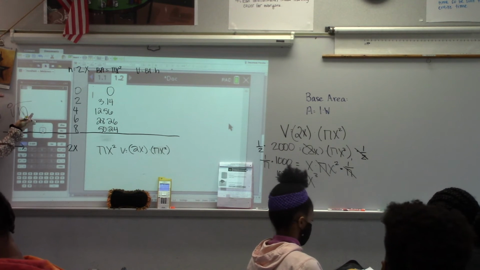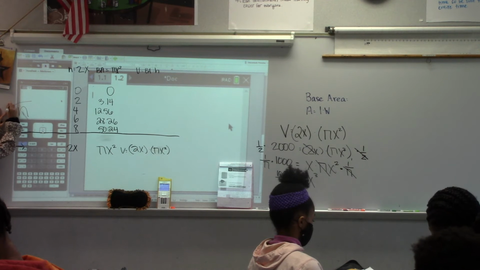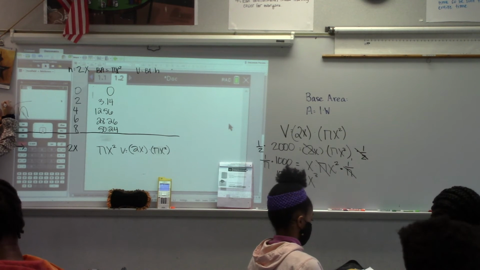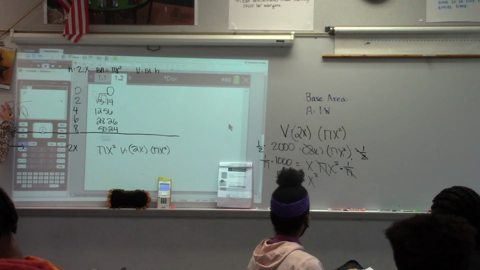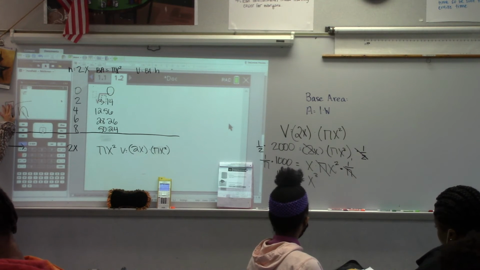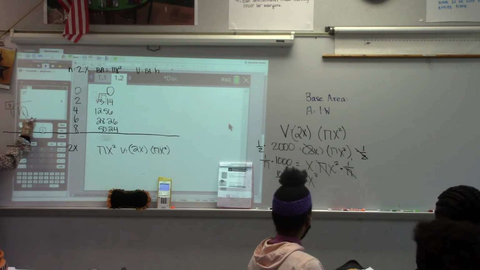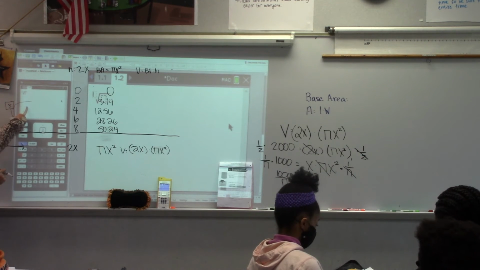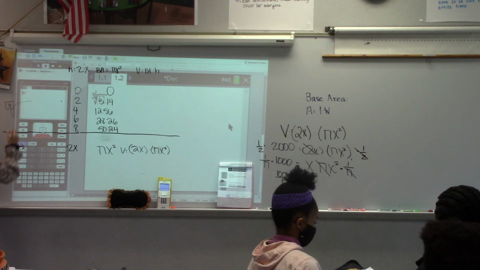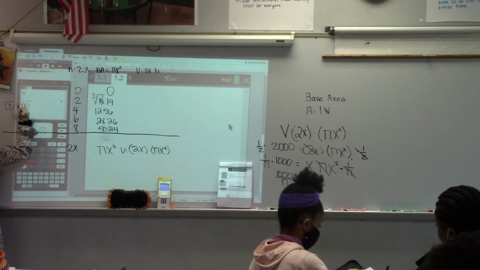Like this little caret key, above the caret key, it shows you something like this. So this means we're taking a root, and whatever value you're putting in here is the type of root you're taking. So we're taking a cube root, what value do I need to put in here? And then what am I going to put underneath the radical? We're going to put 1,000 divided by pi.